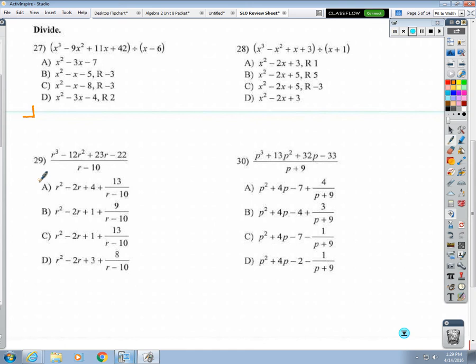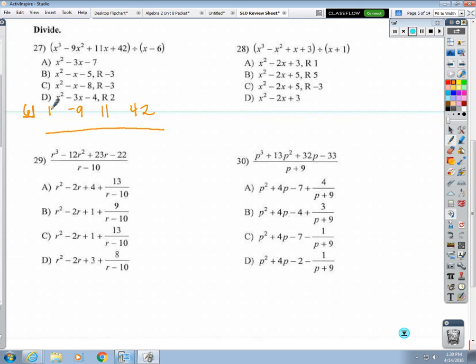What number will go in that box? 6. You always look at what it's being divided by. Since it's x minus 6, you put a positive 6 in there. Then you look at the polynomial and list its coefficients and then its constant of 42. Then you draw a line.